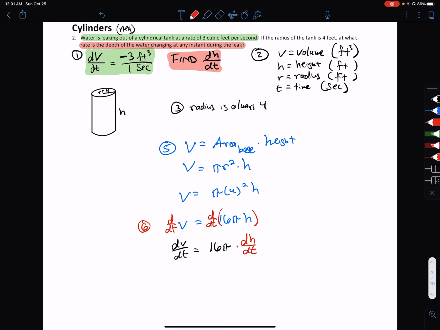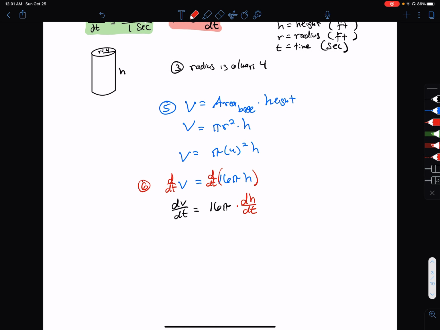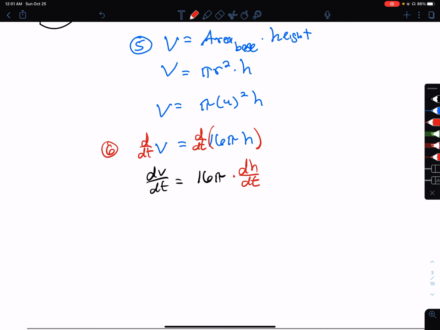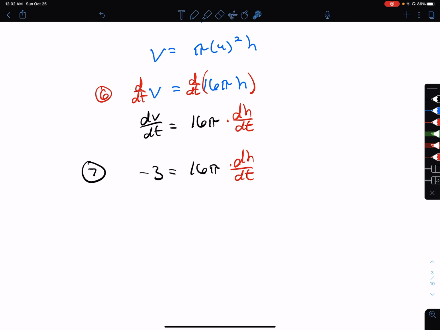Let's refer back to the question. We're supposed to find dh over dt. That's this fellow right here. So the only variable that we have, there's no variable here, is this right here, and we're told what that's equivalent to. So step 7, substitute anything in you can substitute. We're replacing the change in volume with respect to time with a -3. To get this by itself, we divide both sides by 16 pi.